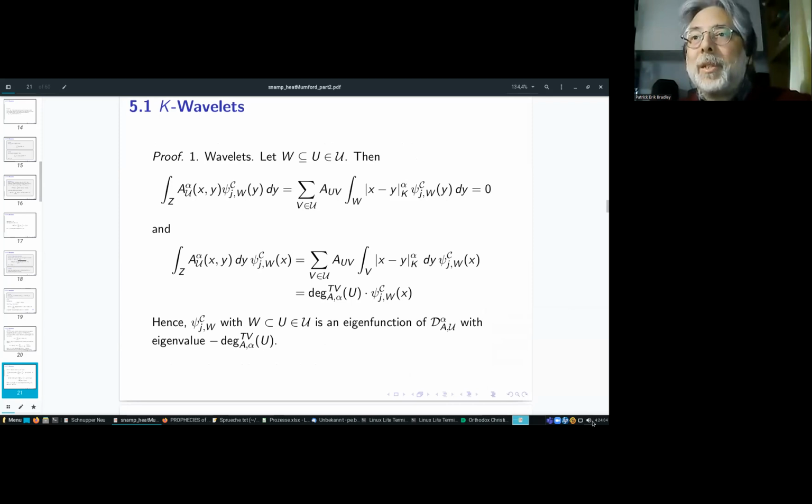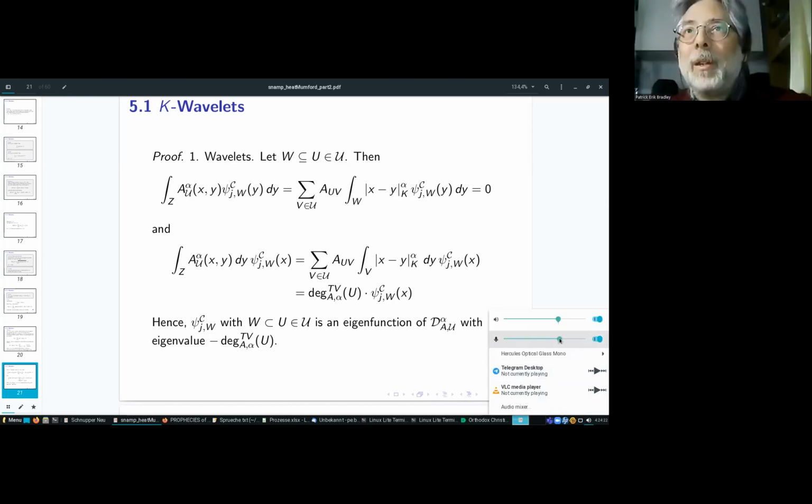We can prove this. First of all, you calculate this integral with this kernel A, where the wavelet is inside or outside the integral.